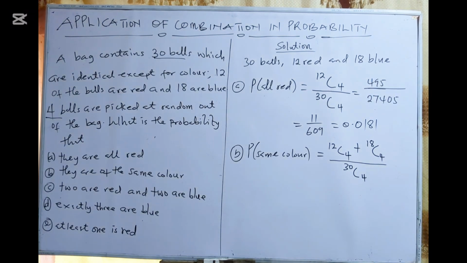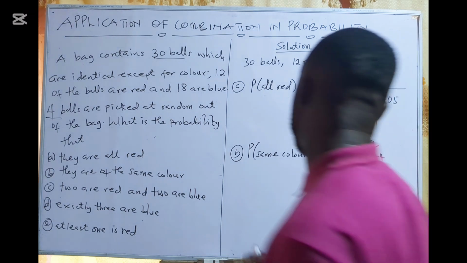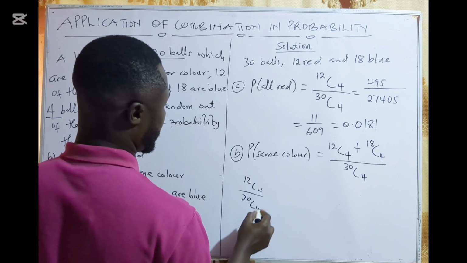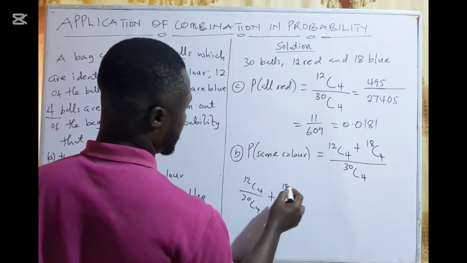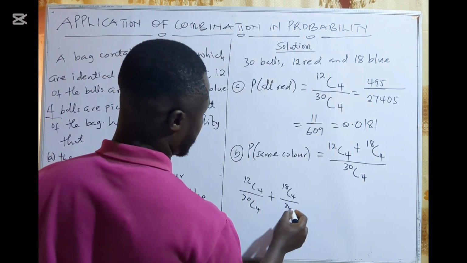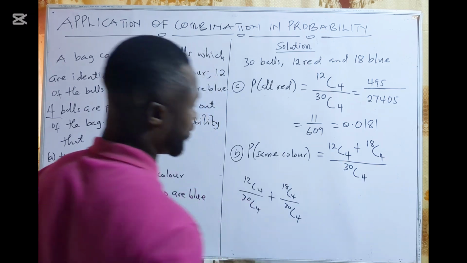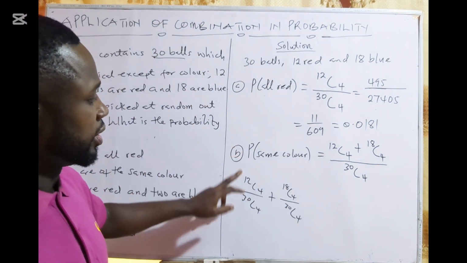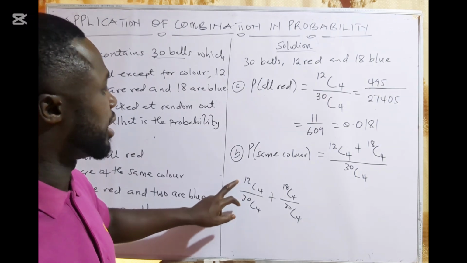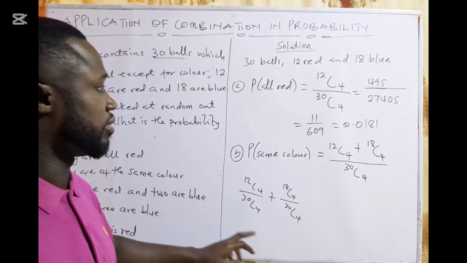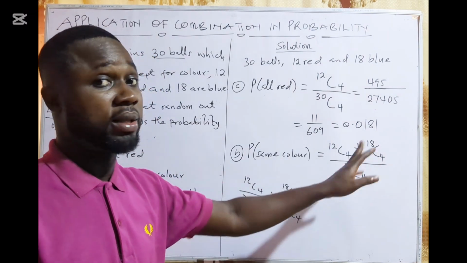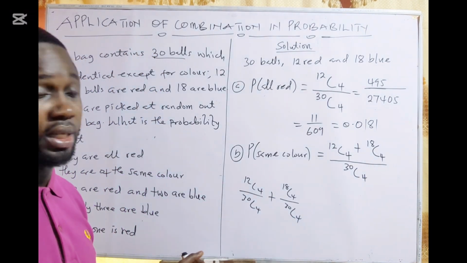Alright. So they are of the same color. If you prefer, you can also write 12 combination 4 over 30 combination 4 plus 18 combination 4 over 30 combination 4, which is the same as what you have written there. So they are all red, or they are all blue. Or, because they have a common denominator, they will all be divided by 30 combination 4. I believe that is clear.